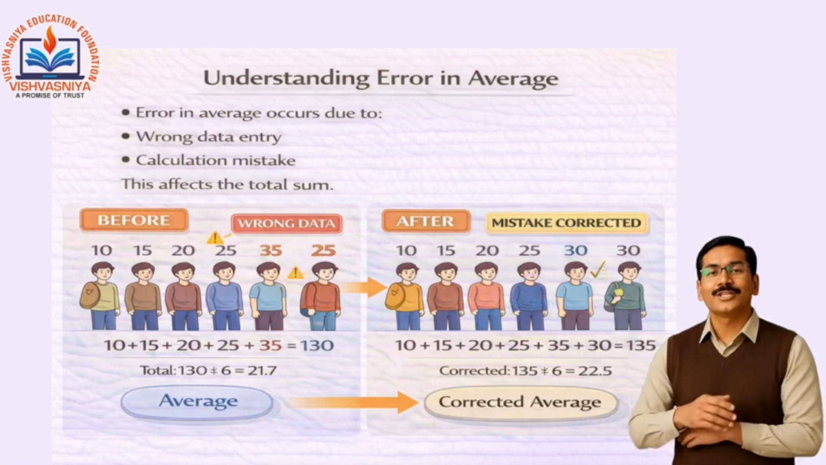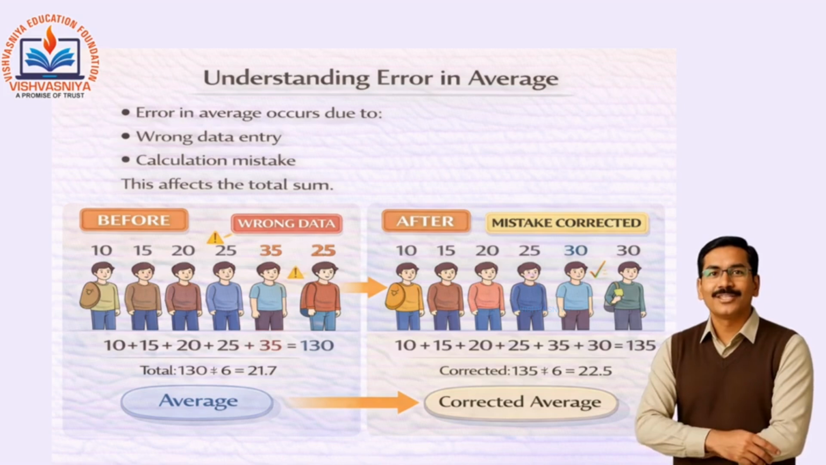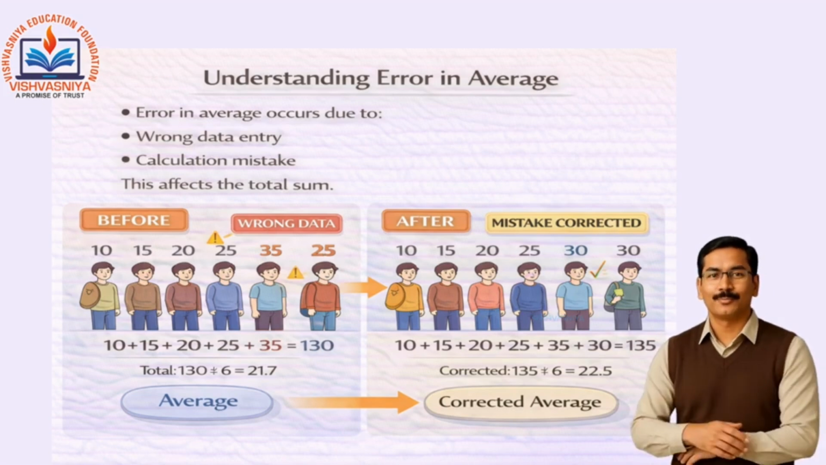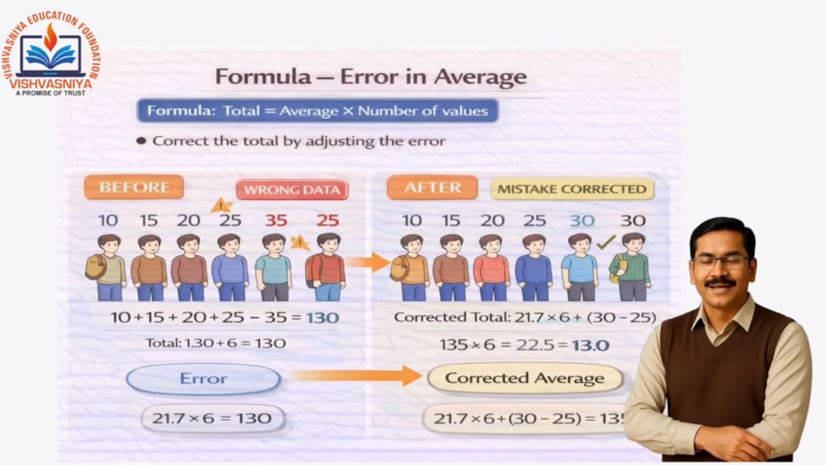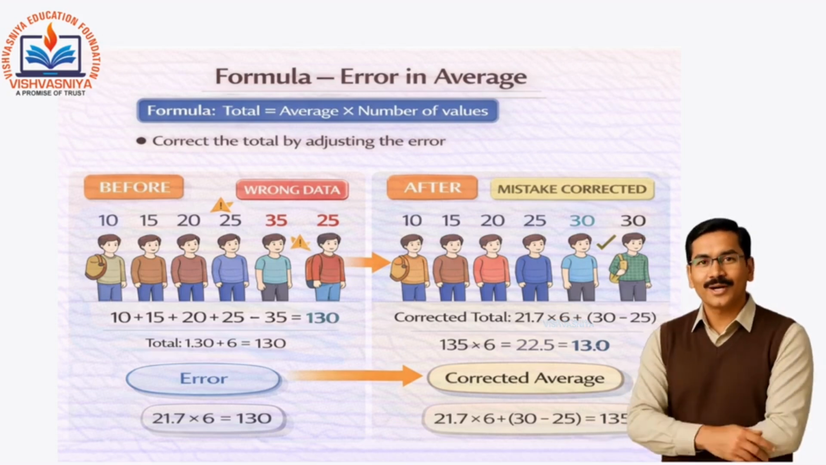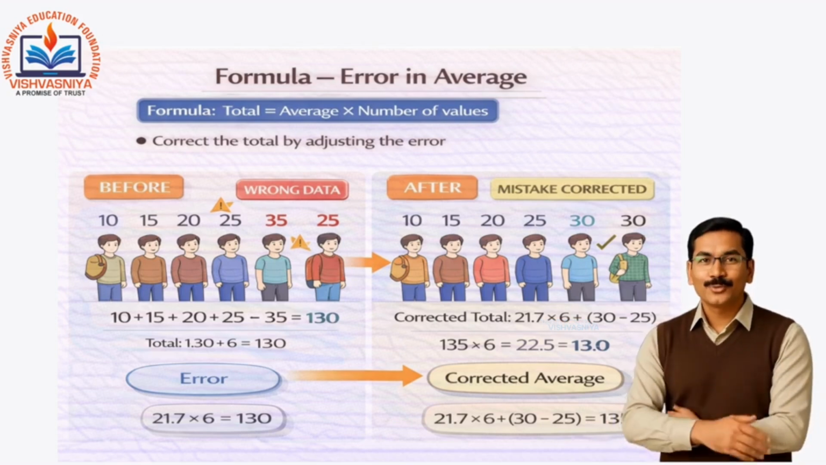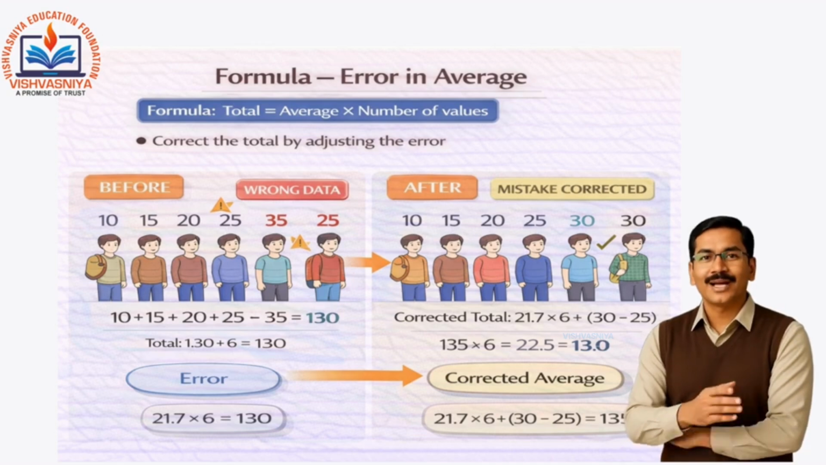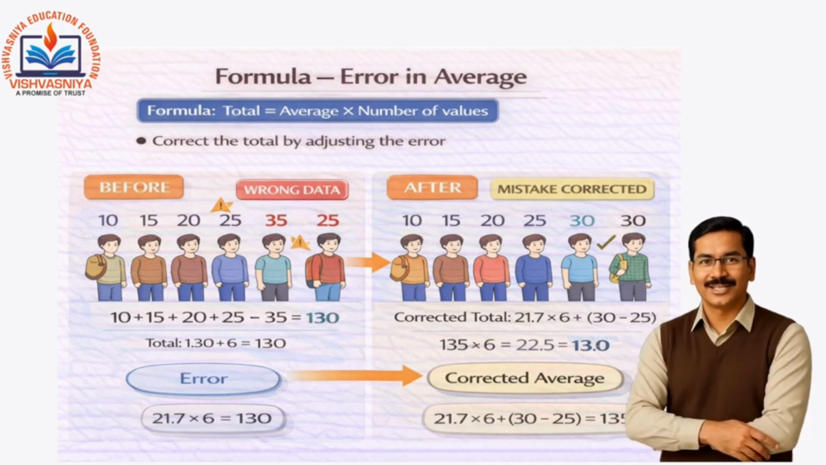Sometimes, an average is calculated incorrectly because a wrong value is included or a calculation mistake is made. This causes an error in the final average. To correct this, we adjust the total sum based on the error. First, calculate the wrong total using the formula. Total equals average multiplied by number of values. Then find the difference between the wrong value and the correct value. Add or subtract this difference from the wrong total to get the correct total. Finally, divide the corrected total by the number of values.